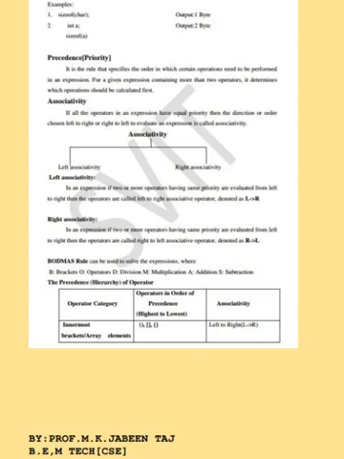Now let us see precedence priority. It is the rule that specifies the order in which the certain operations need to be performed in an expression. For a given expression containing more than two operators, it determines which operations should be calculated first. Associativity. If all the operators in an expression have equal priority, then the direction or order chosen, left to right or right to left, to evaluate an expression is called associativity.